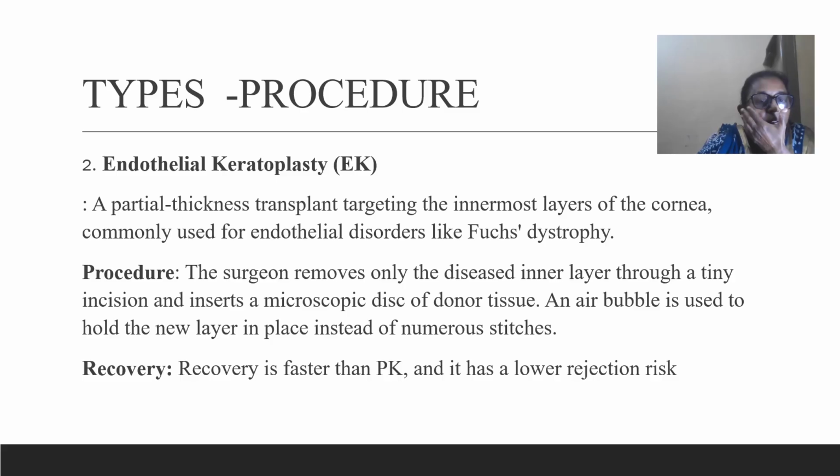Then endothelial keratoplasty, that is partial thickness transplant. It replaces the innermost layers of the cornea, commonly used for endothelial disorders like Fuchs dystrophy. The surgeon removes only the diseased inner layer through a tiny incision and inserts a microscopic disc of donor tissue. An air bubble is used to hold the new layer in place instead of numerous stitches. Recovery is faster and there is lower rejection risk.